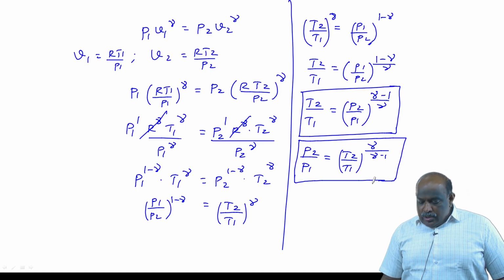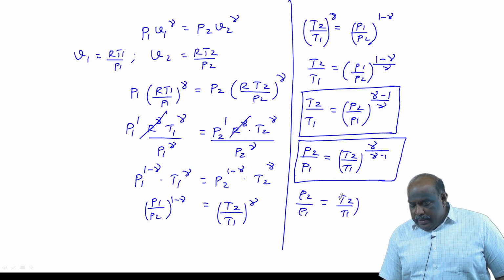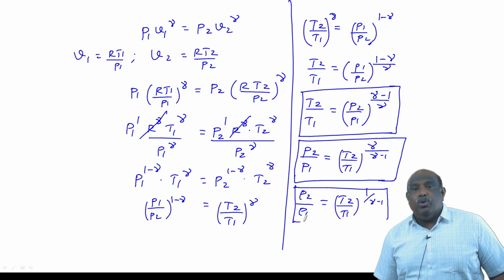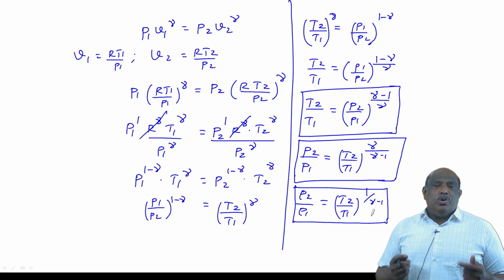Similarly, you can also derive that rho 2 by rho 1 is (T2 by T1) whole power 1 by gamma minus 1. This I am giving as an exercise. Students, you can try at your home. It is very easy. If you are not able to derive, you can do like this. Rho 2 equal to what?